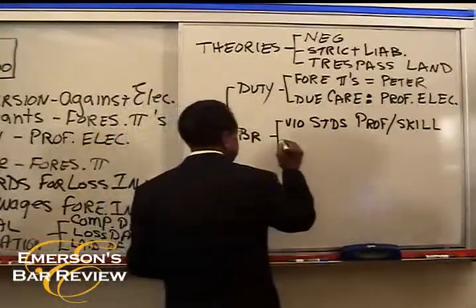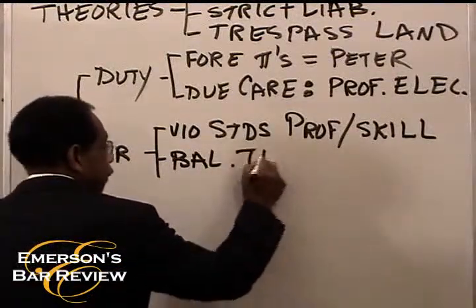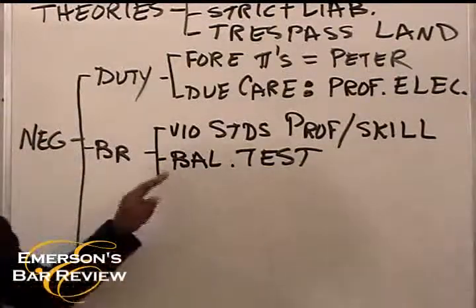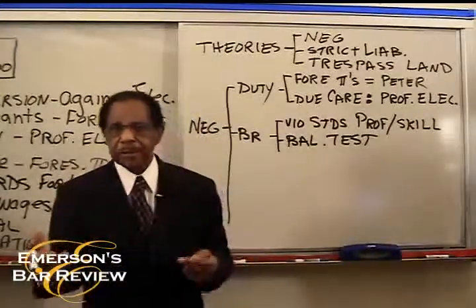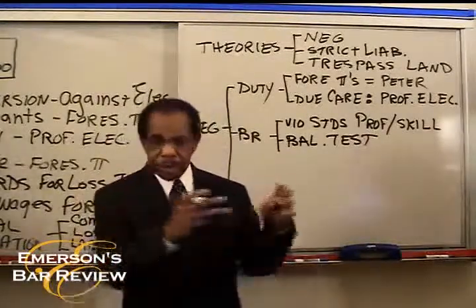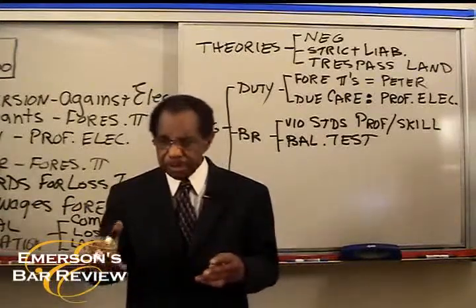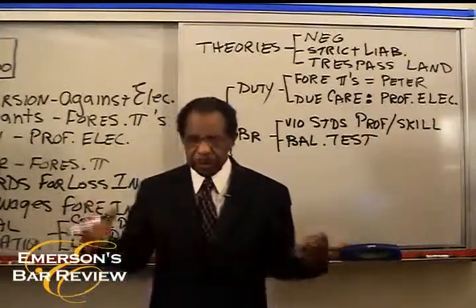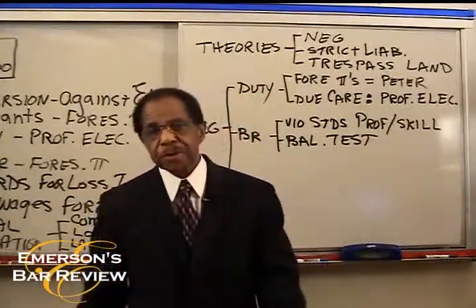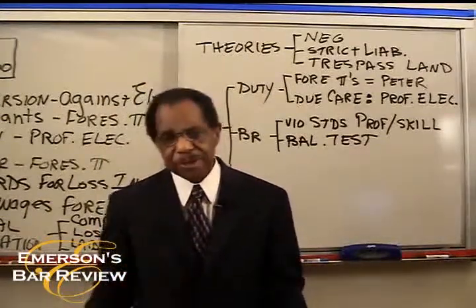Secondly, you might use the balancing test. The balancing test, you recall, weighs the risk created by the defendant's conduct against the justification for the risk. The risk against the justification. Well, the risk created by what Dan is doing is obviously that there will be some kind of electrical surges because he's not a professional electrician. So he creates that risk. What's the justification? Well, Dan doesn't have any justification.